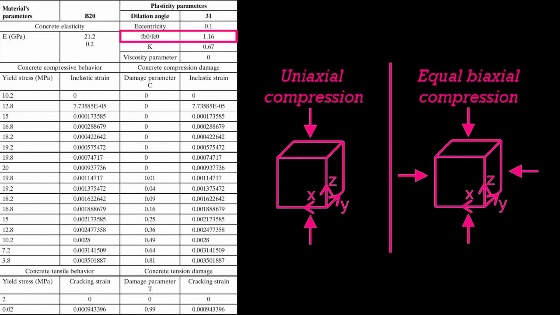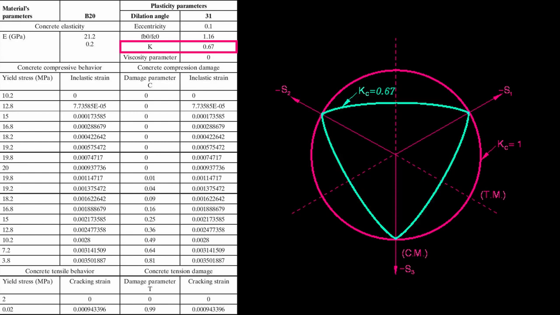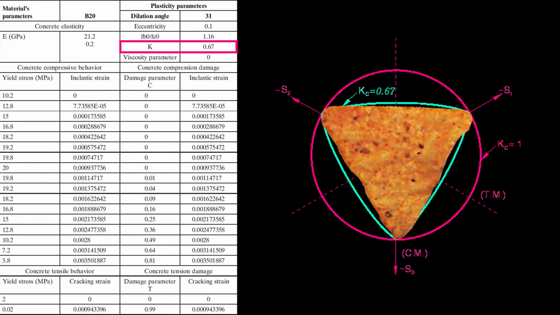FB0 to FC0 represents the ratio between the concrete strengths for biaxial and uniaxial loading. Yield stresses in the deviatoric plane correspond to different values of K. When K equals 0, it's spherical in shape. K is the ratio of the second stress invariant on the tensile meridian, QTM, to that on the compressive meridian, QCM, at initial yield, and are plotted as a yield surface on the deviatoric plane. In Abaqus, the default value of K is 0.69, which gives you this failure surface, which kind of looks like a Dorito, but it's really more pyramid-like in 3 dimensions.